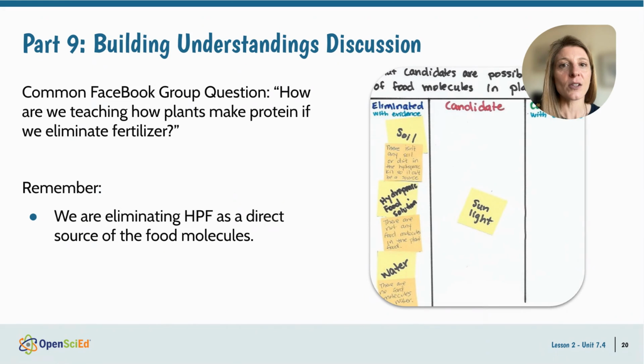In part 9, there's a lot of questions on the Facebook group around how are we teaching how plants make protein if we eliminate fertilizer? I want you to remember we are eliminating the hydroponic food as a source of the direct food molecule. Later on, students will piece together that parts of things are coming into the plant that are used to build the food. But for now, what we are doing is just proving that they don't eat protein whole from the ground. So just eliminate it for now. We'll come back to that later.